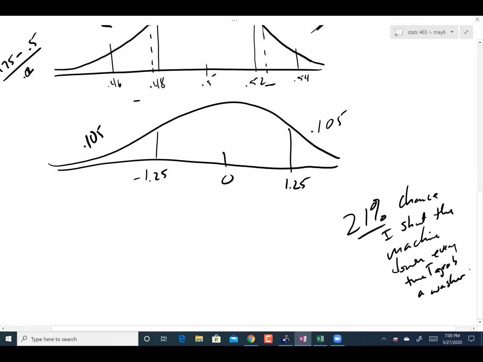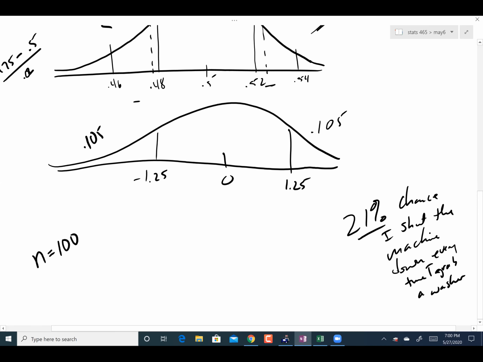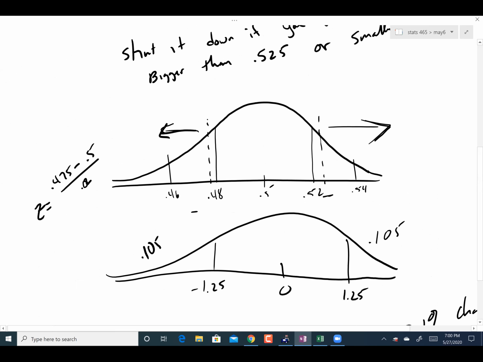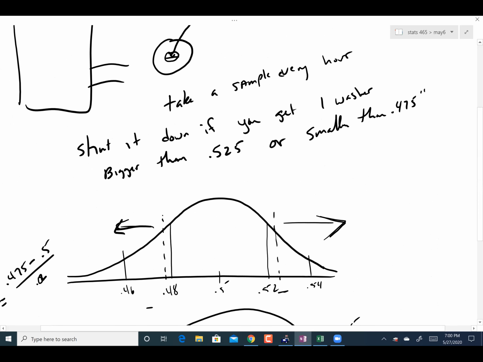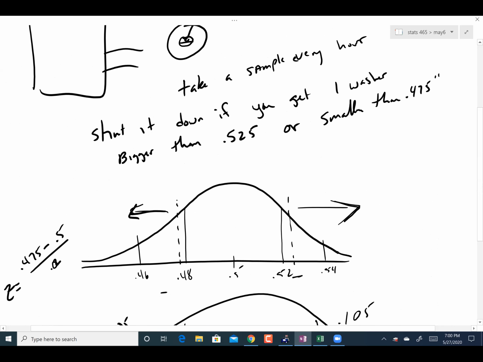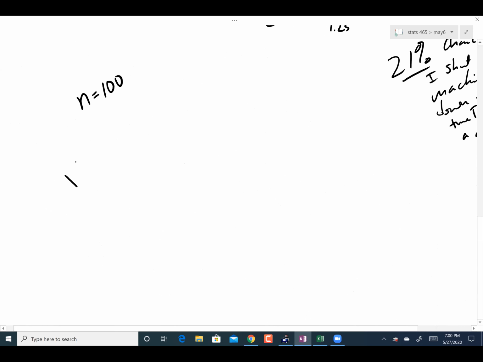I take a sample. So let's take a sample of 100 washers, or whatever you like, 64 if it makes you happy. I like to use squared numbers, but you do you. And if that were true, then look what's going to happen. Then that means the X bar will be distributed normally. It'll still have an average of 0.5, that's true, but now it'll have 0.02 divided by the square root of 100, which is 0.002.